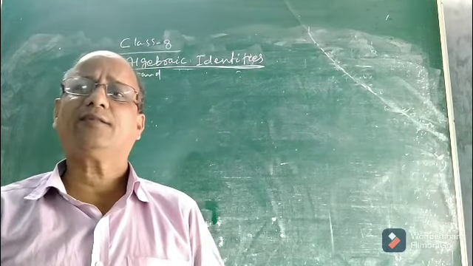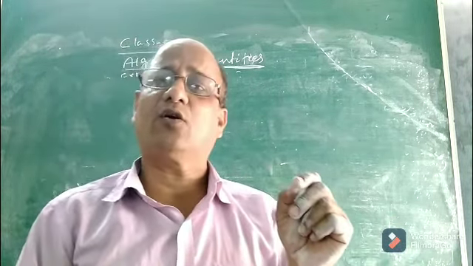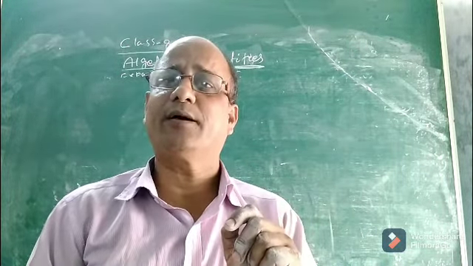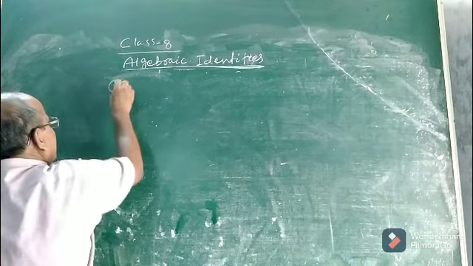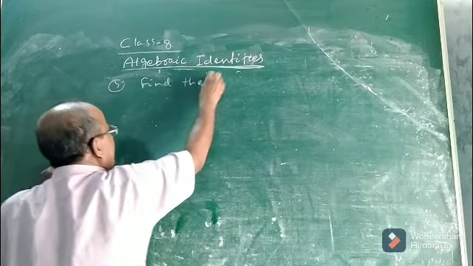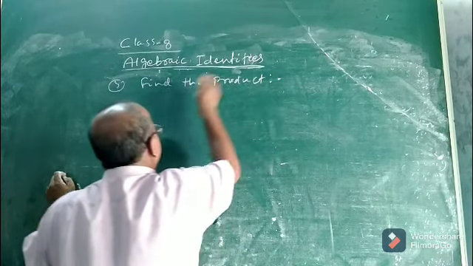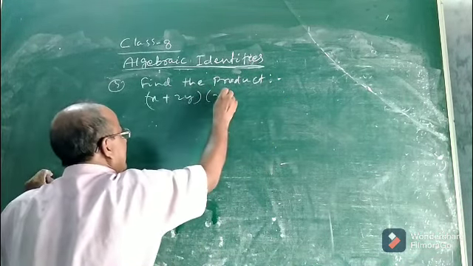Okay. So now let us see application of the third identity. What was the third identity, you recall? It was a square minus b square equal to a plus b into a minus b. Now find the product. The product means multiply. Suppose you want to multiply x plus 2y into x minus 2y.